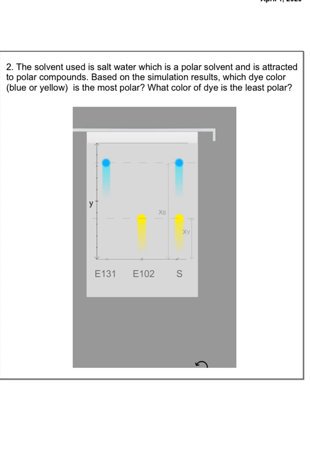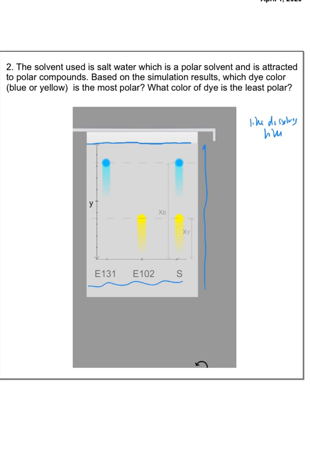In the simulation, the liquid used as the solvent was salt water, and it's very polar. One, because we know water is very polar, and then when you throw ions in there as well, that makes it essentially even more attracted to things with partial charges. So it's very attracted to polar compounds. So what's happening is I have this polar solvent, and it's rising. You can see it stopped rising up here. And I want to know which color dye, blue or yellow, is most polar. Well, we know like dissolves like.